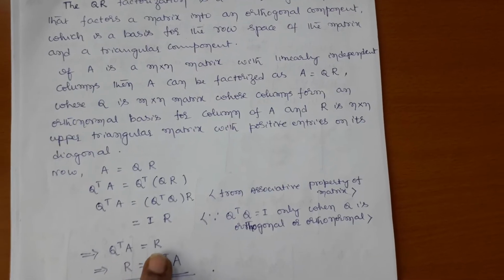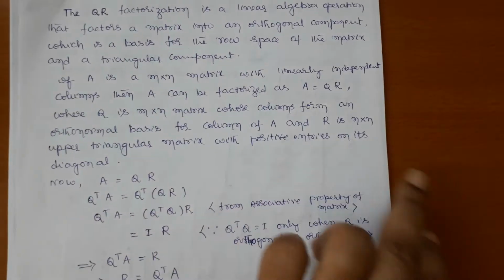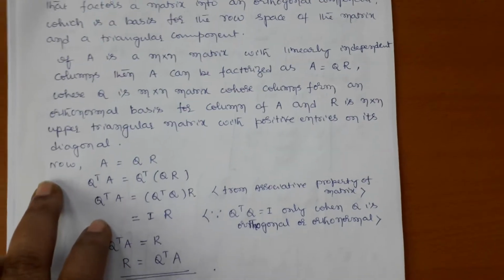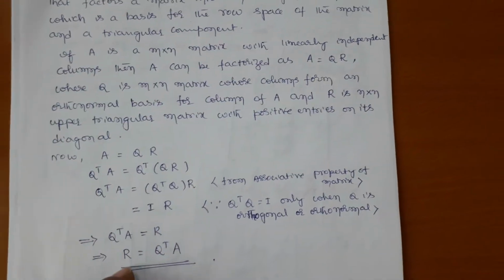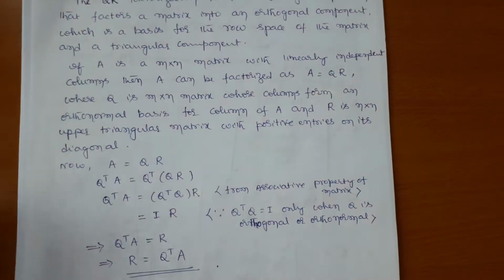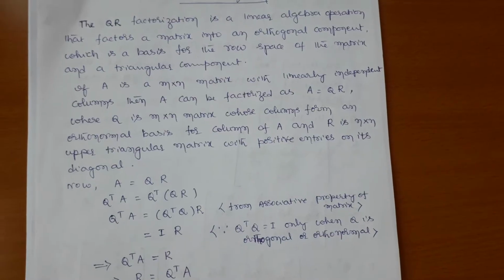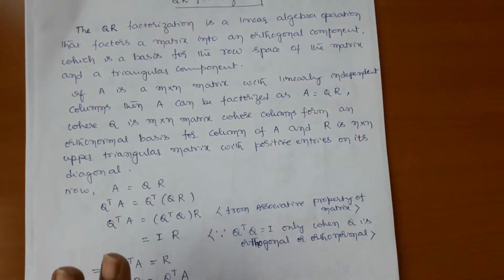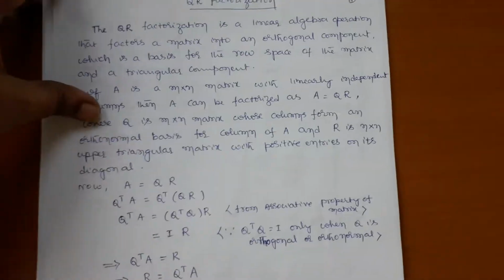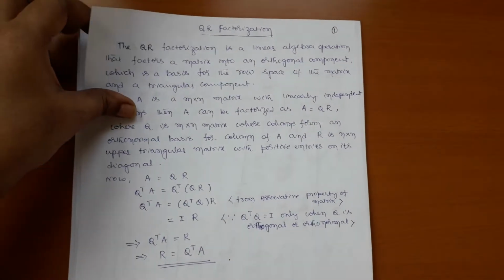Q transpose into A gives R. R is an upper triangular matrix, with positive entries on its diagonal. That is what you are expecting. Once you multiply Q into R, definitely we get A. Only then can we say that the factorization of A into QR is correct. That is the method for QR factorization. I think everyone is clear on this. I'm moving to the next part, how to solve problems using this.